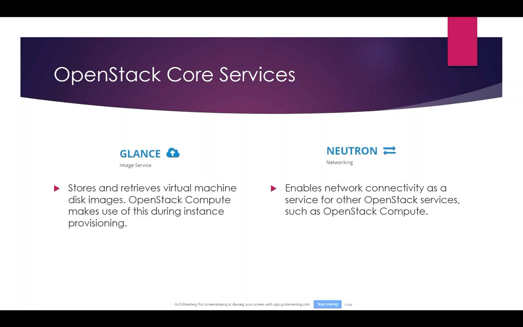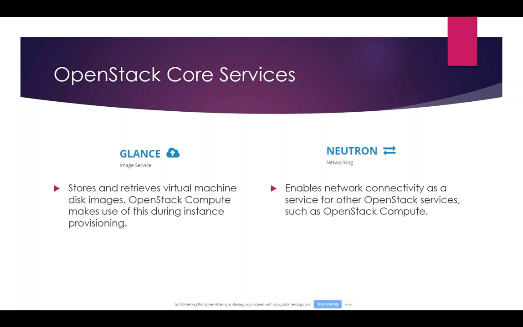The other storage service is Glance, which is your image storage. This stores and retrieves your virtual machine disk images. So it's the images for your virtual machines, which is like a real lightweight operating system. We'll see that when we do our hands-on. And Neutron is the last core service, which is the networking piece. It enables network connectivity as a service for other OpenStack services.